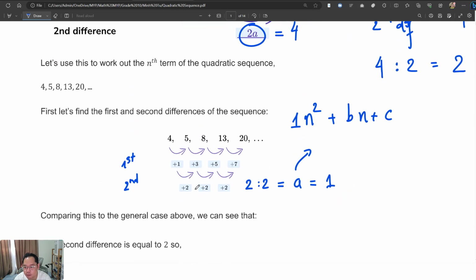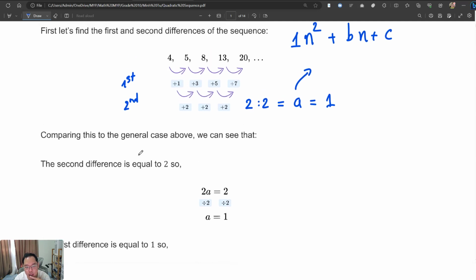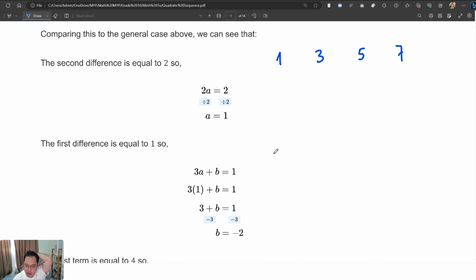So to find b and c, we have the first difference. The first difference is 1, 3, 5, and 7. To find b, we need to find a rule for that. 1, 3, 5, 7. 3a plus b equals 1.